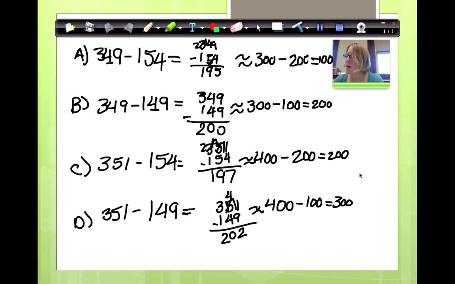195, is that very close to 100? Not really, it's practically 100 apart. This one's 200 and this one's 200, so this is really close. That's right on. This is 197. This answer was 200. That's pretty close. It's quite close, isn't it? But this one, 202 to 300, that's almost 100 apart too. That is not very close. These two were very, very close. I'm wondering why these two were very close, and these two were so far apart.